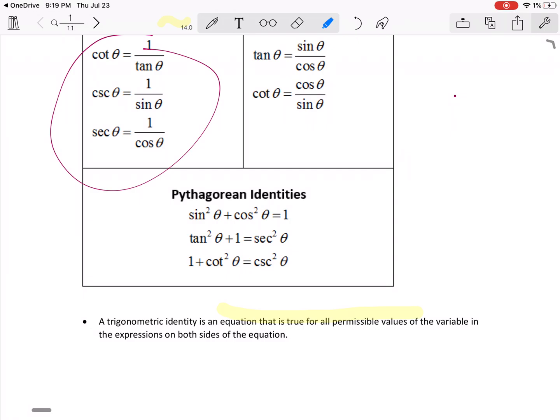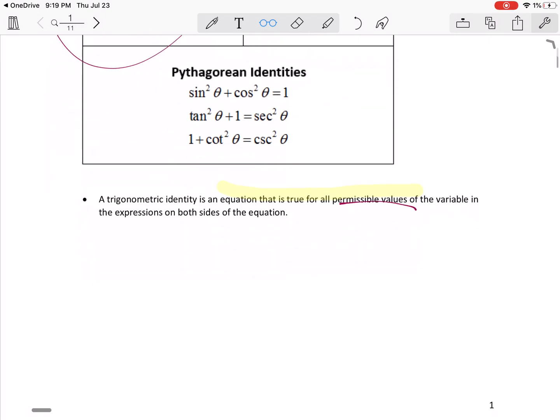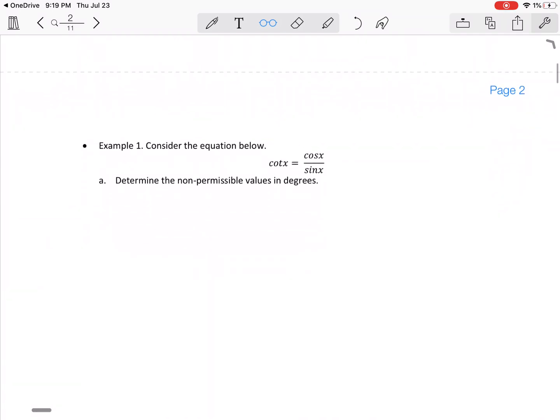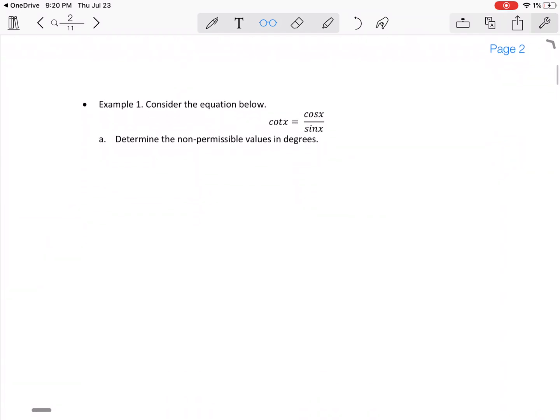So one of the things you see here is this permissible values. We've looked at non-permissible values already, looking at other types of functions, and we'll begin by looking at these here as well. So let's look at the first example. What this question is asking is to list a non-permissible value, and you notice here it specifies to use degrees. You could get the same type of question using radians.